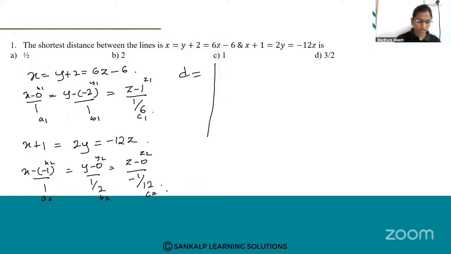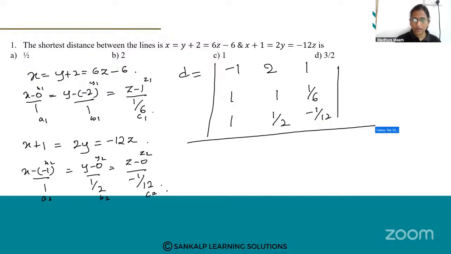So x2 minus x1. Minus 1 minus 0 is minus 1. y2 is 0. y1 is minus 2. So 0 minus of minus becomes plus. z2 is 0. z1 is minus 1. So 0 plus 1 is 1. Next, a1, b1, c1, a2, b2, c2. Right? And whole thing divided by square root of.